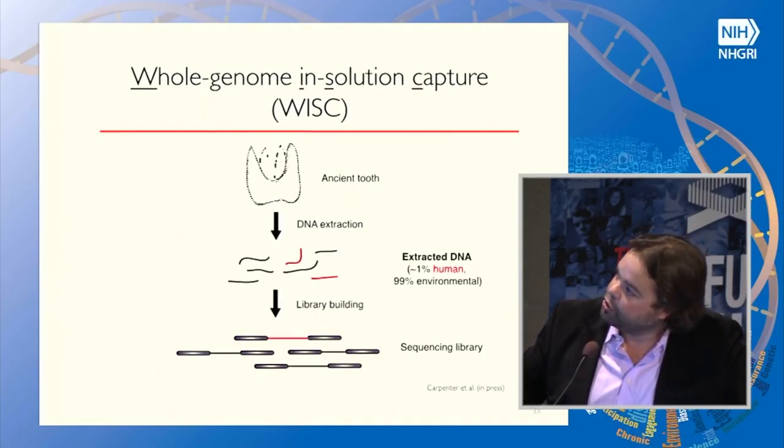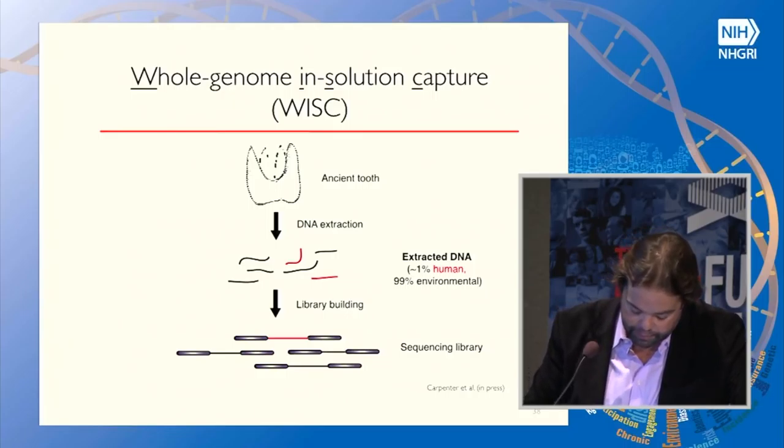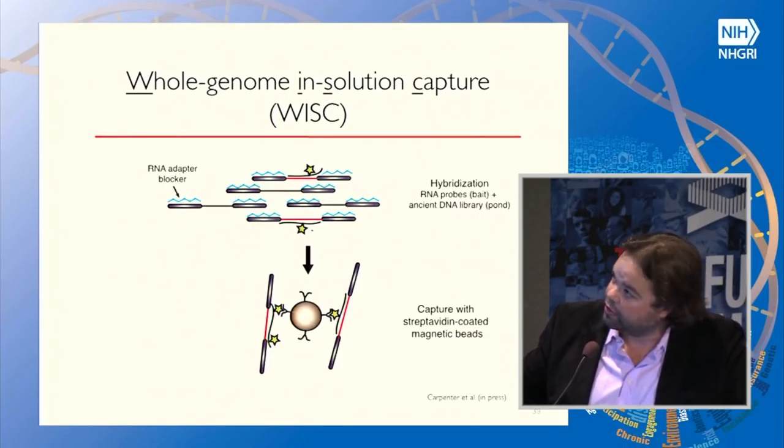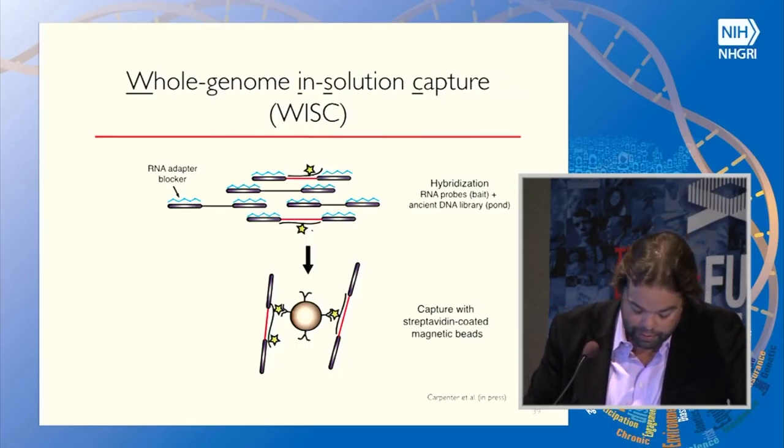You then have your usual workflow: your ancient tooth, you extract DNA, less than 1% is human. We make our sequencing libraries in a clean lab, and then you just use array hybridization, or in this case, in solution hybridization, to pull out the human bits.